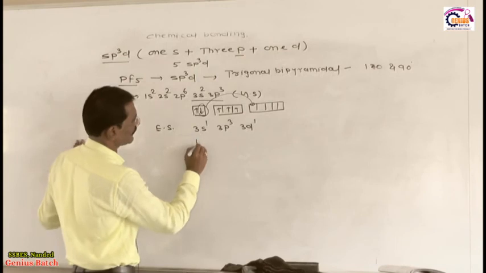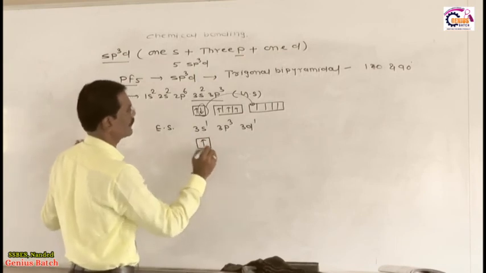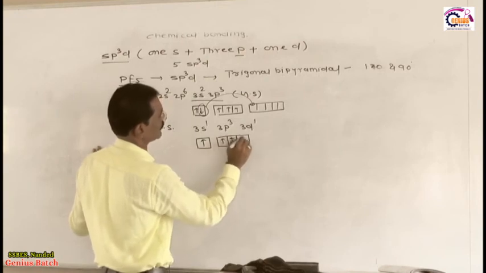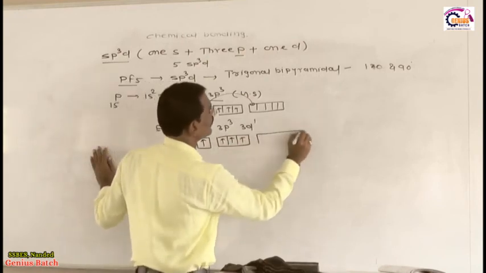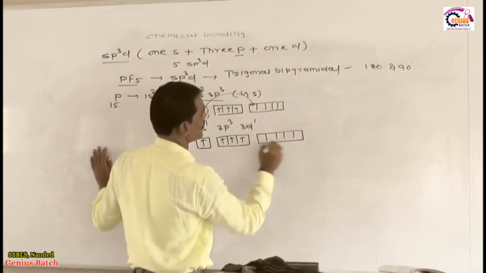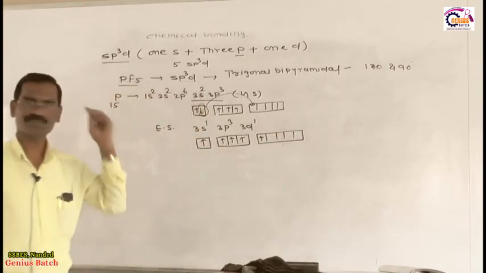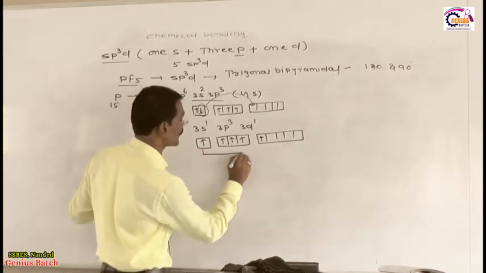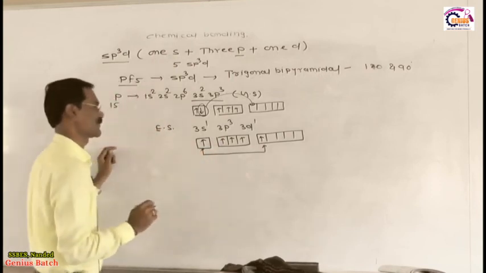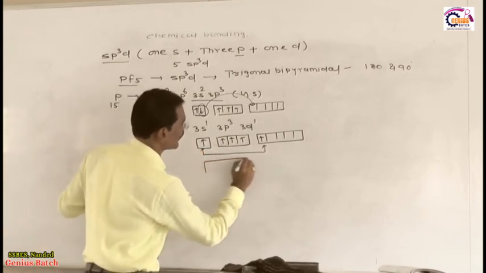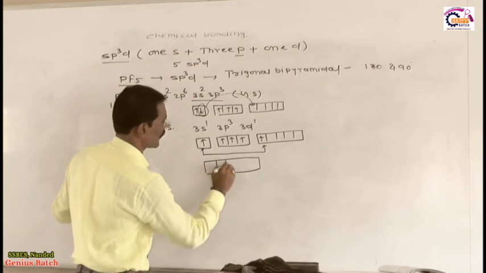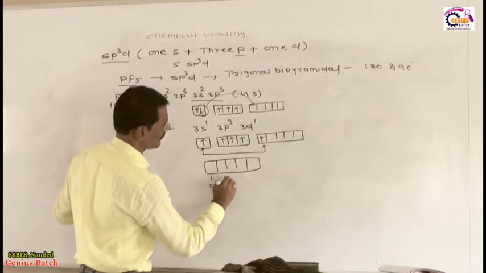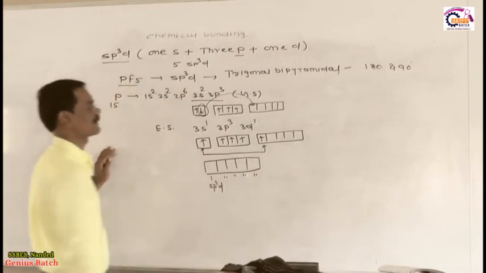Now what happened in the s orbital? The s orbital contains 1 electron, the p orbital contains 3 electrons, that is 1, 2 and 3, and finally the d orbital contains 1 electron. This is called sp3d. Now in the excited state, mixing of 1s, 3p and 1d orbitals takes place. After mixing, it gives 5 new orbitals, and such 5 new orbitals are called sp3d, sp3d, sp3d, sp3d, sp3d.